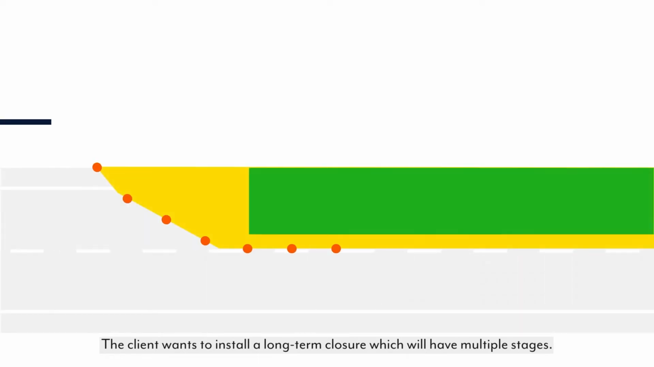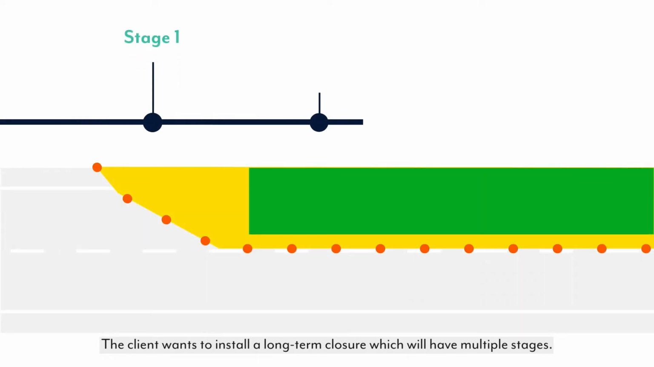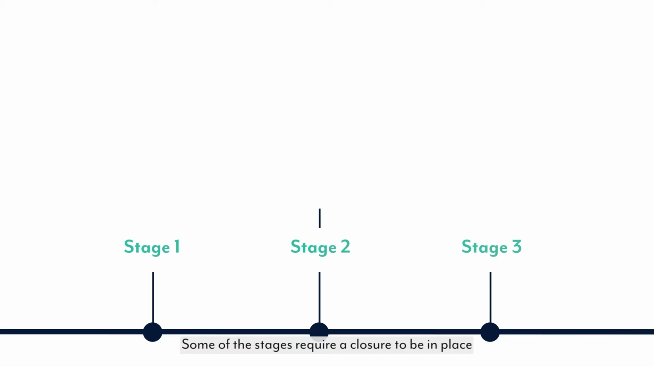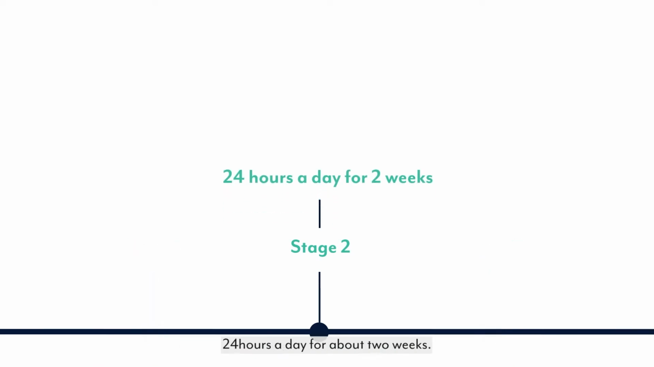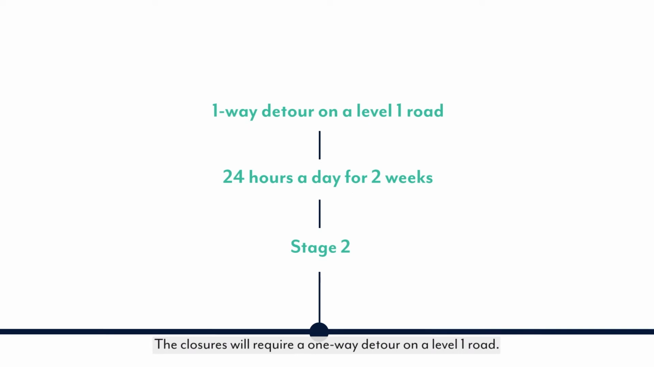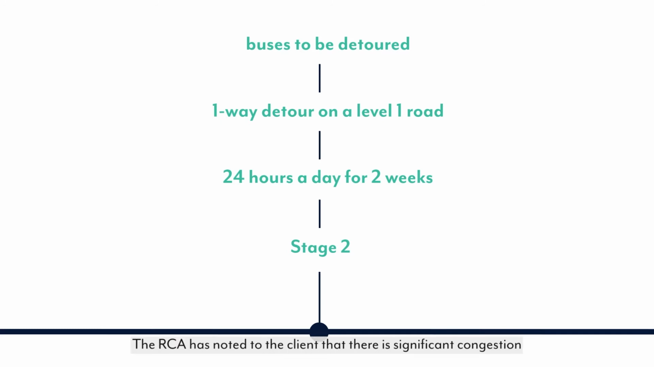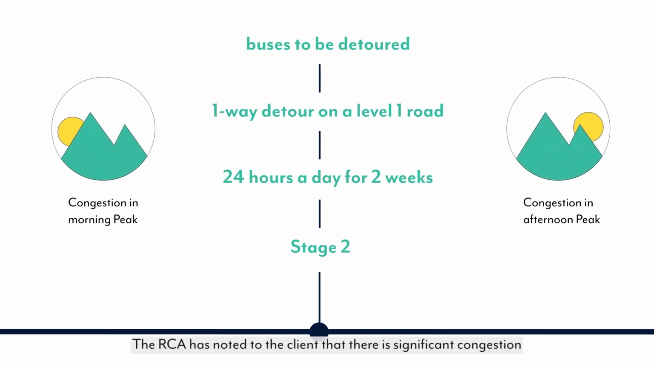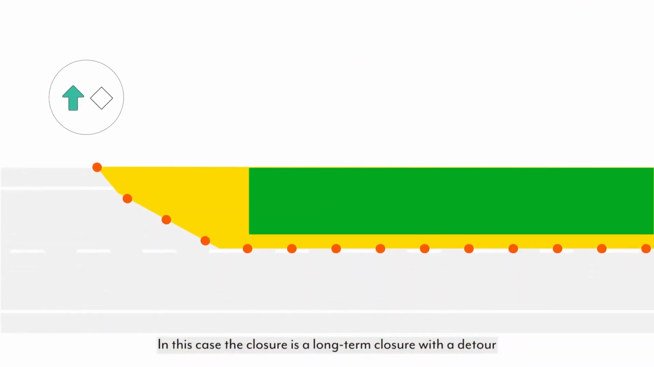Example 2. The client wants to install a long-term closure which will have multiple stages. Some of the stages require a closure to be in place 24 hours a day for about 2 weeks. The closure will require a one-way detour on a level 1 road. The closure will require buses to be detoured as well. The RCA has noted to the client that there is significant congestion during the morning and afternoon peaks. In this case, the closure is a long-term closure with a detour.